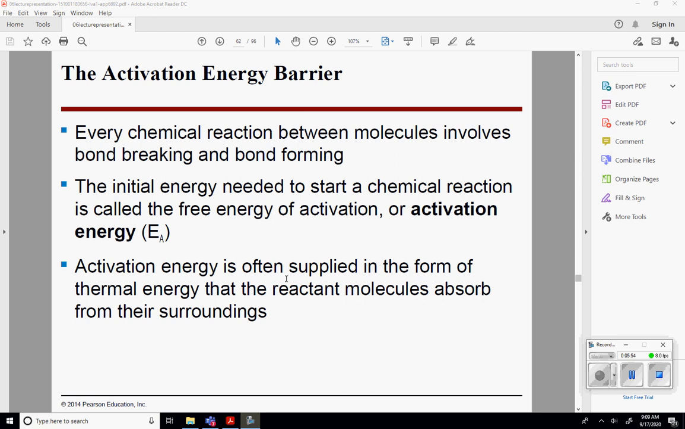Activation energy is often supplied in the form of thermal energy, like I was talking about striking a match, that the reactant molecules absorb from their surroundings. This is why the sun is so important, because it's a source of thermal energy that helps with these reactions.